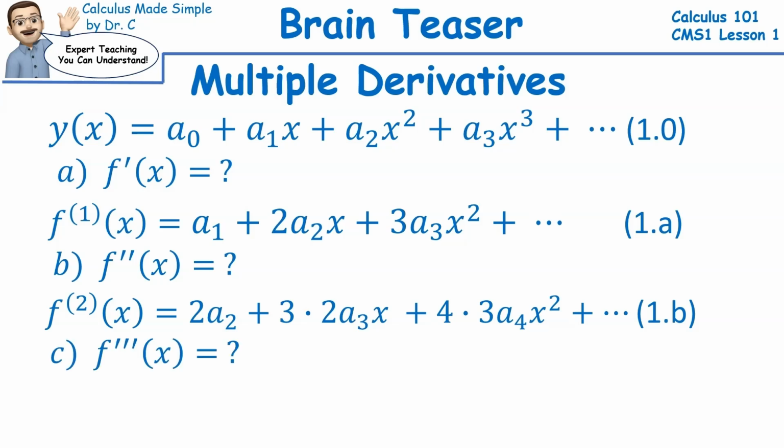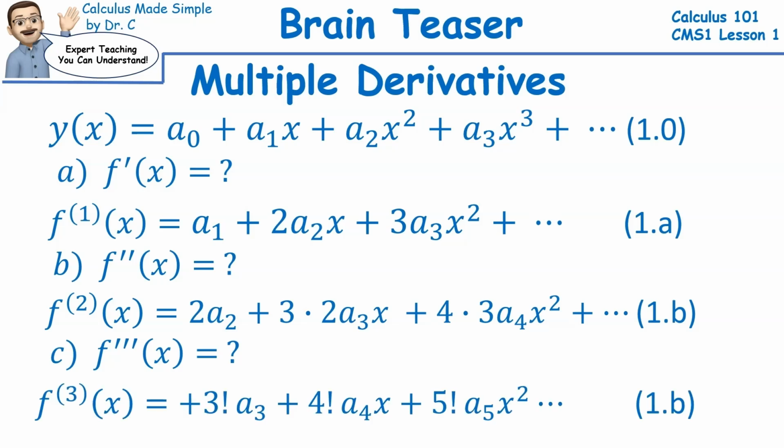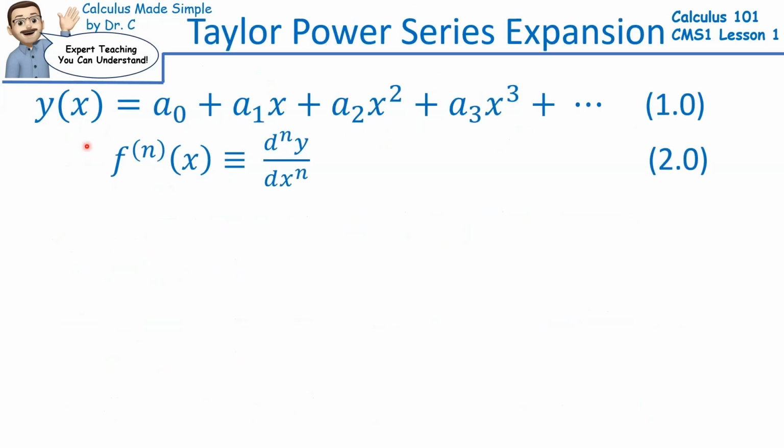What about the third derivative? In this case, we reduce the power again. The a2 term goes away, and we get 3 times 2 times 1, which is 3 factorial times a3. And then this term, the a4 term, we get 4 times 3 times 2 times 1, which is 4 factorial, and so forth. In this case, we're going to build on the derivative of the polynomial, the multiple derivatives.